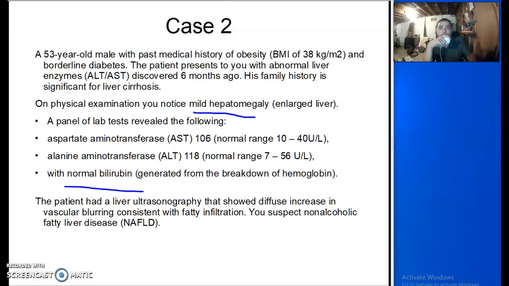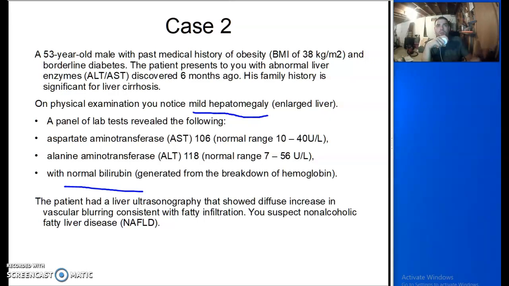It confirmed mild hepatomegaly. With this hepatomegaly, we also see on the ultrasound that there's increased vascular blurring, consistent with fatty infiltration. That's fatty deposits left within the hepatocytes. So leading us to believe it's non-alcoholic fatty liver disease. Non-alcoholic just indicates that our patient here does not imbibe alcohol excessively, routinely. May have some drinks, but he's not considered an alcoholic.